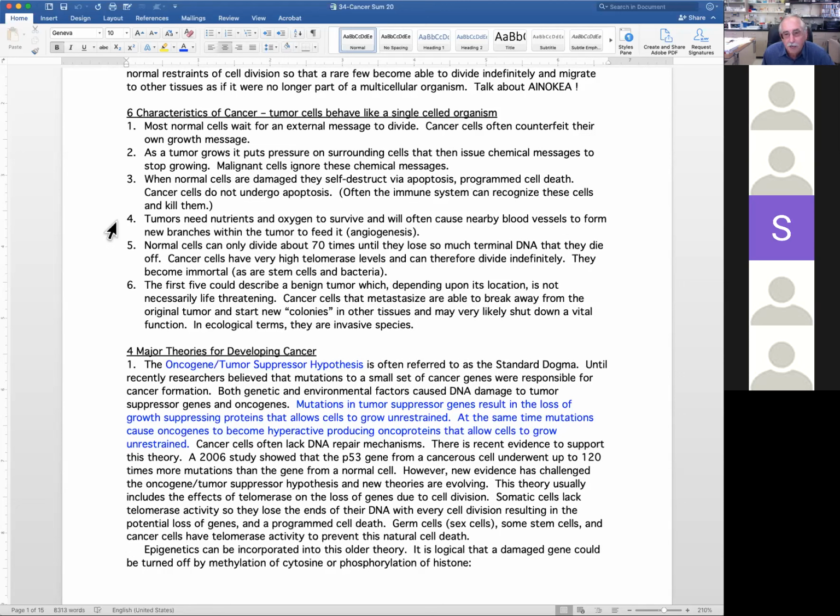Tumors need nutrients and oxygen to survive, and they often cause nearby blood vessels to form new branches to feed the tumor. It's called angiogenesis, generating new blood vessels. Normal cells, senescent cells, divide about 70 times until they start losing too much terminal DNA and they start to die off. Cancer cells have extremely high telomerase levels, so they can just divide indefinitely, become immortal.